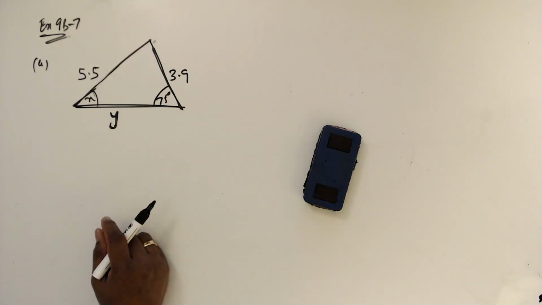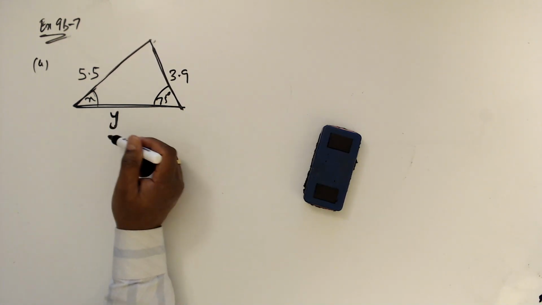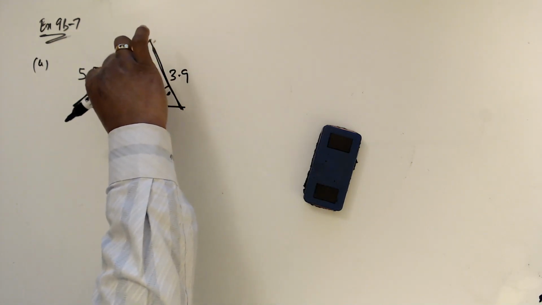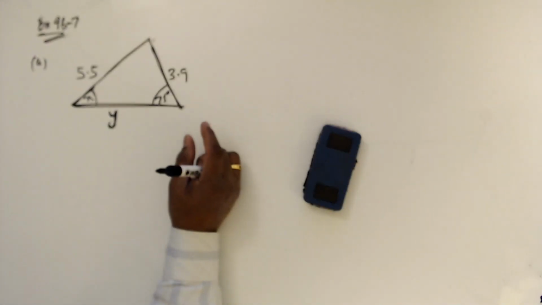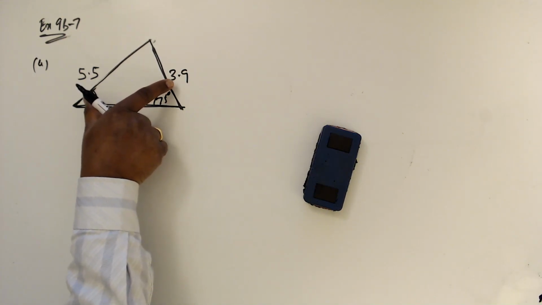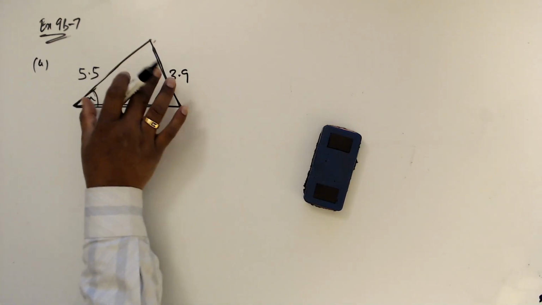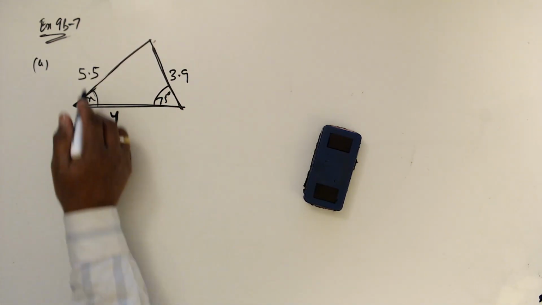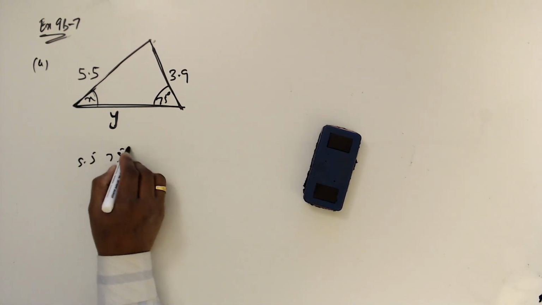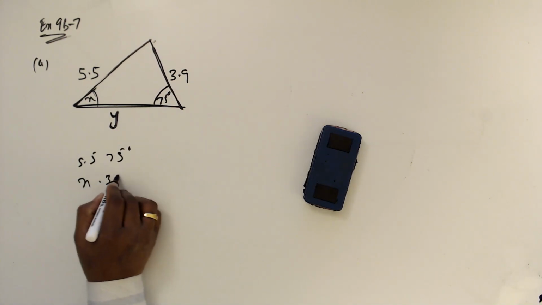Question number 7a. We want to find x and y. I have a pair in hand now. I know distance and angle, and I know another distance. Because of that, I can find x. So I have two pairs and one unknown. What is it? 5.5 and 75. Another one is x and 3.9.